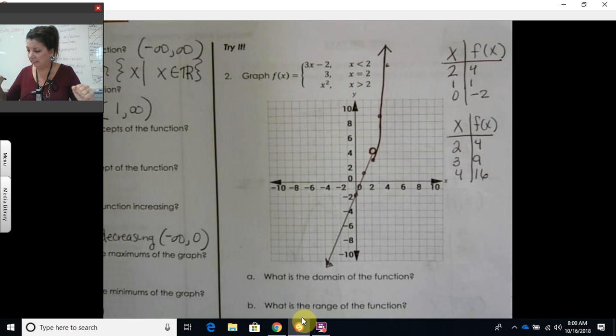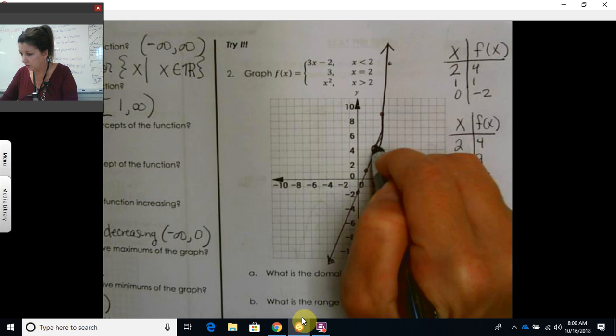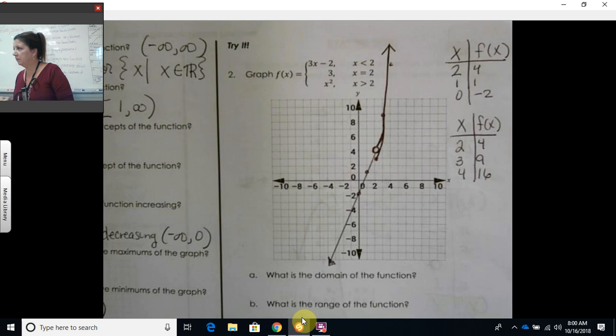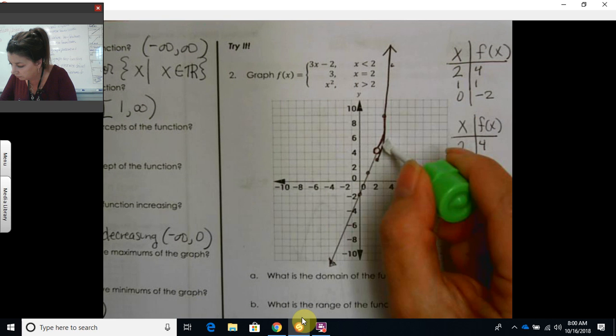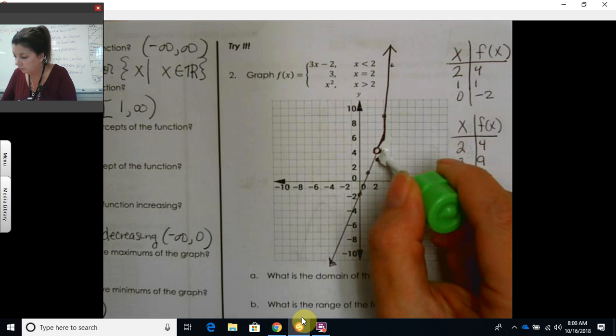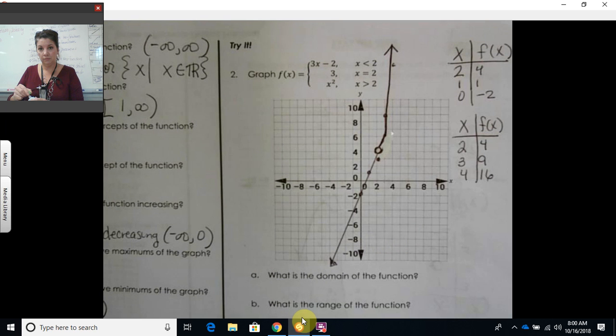Ah, I did. Thank you. It's supposed to be connected to the open circle. I did that when I was making my own notes too. Thank you for pointing that out. A little easier to make it a curve when it goes to that point.